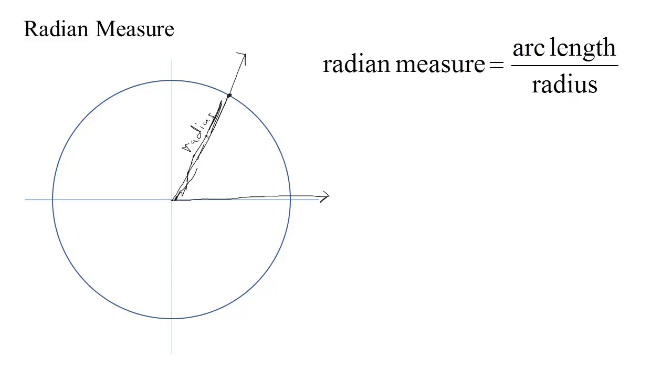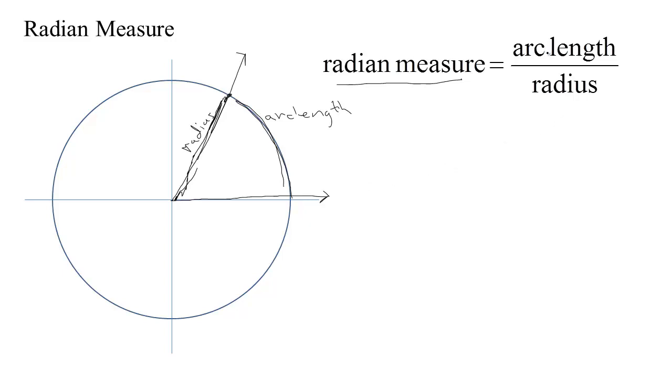From the center of the circle to where your initial and terminal ray cut the circle, that distance would have to be the radius. What we're going to do is we're going to measure the arc length. So that would be the distance along that circle. And we're going to divide that arc length by the radius, and that's how we're going to get the radian measure. So this is the definition of radian measure. It's arc length divided by radius.